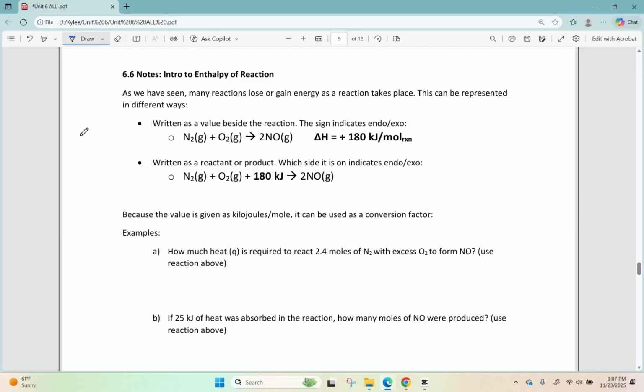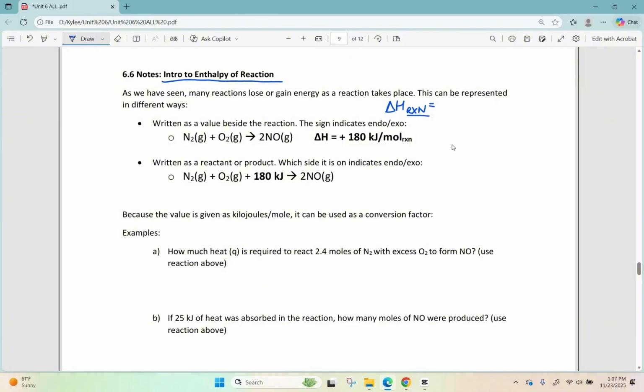Everyone, this is Miss List, and we are continuing our Unit 6 with an intro to enthalpy of a reaction. Hopefully you have done some experiments in chemistry and you've noticed that there are some reactions that will release energy and it gets hot, and you'll have some reactions where it absorbs energy and the reaction gets cold. Well, that is called the enthalpy of a reaction, and that is often written as delta H of the reaction.